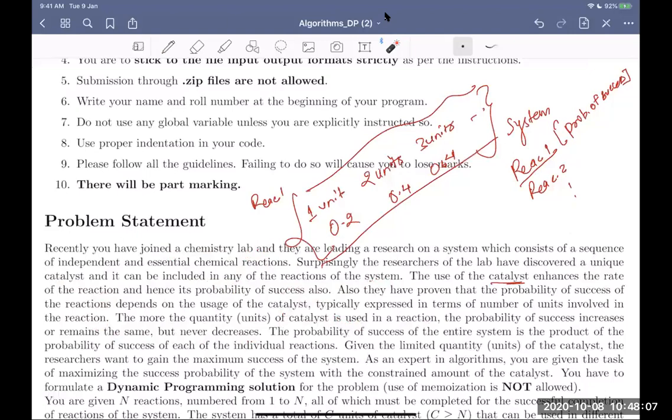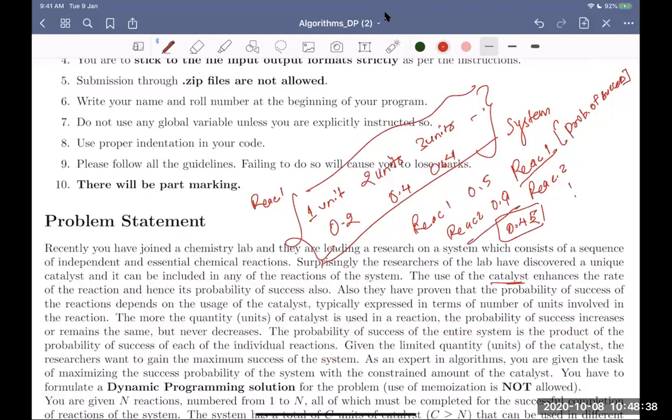And now comes the probability of success of the system. The probability of success of the entire system is the product of the probability of success of the individual reactions. So suppose by some assignment, say reaction 1 has a probability of success 0.5, reaction 2 has 0.9, and suppose there are only 2 reactions, so you can say the probability of success of the entire system is 0.45, just the product of the success of the individual reactions.